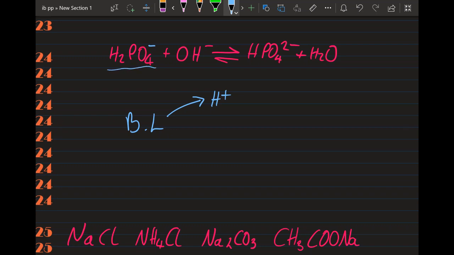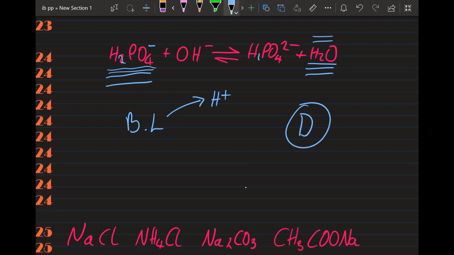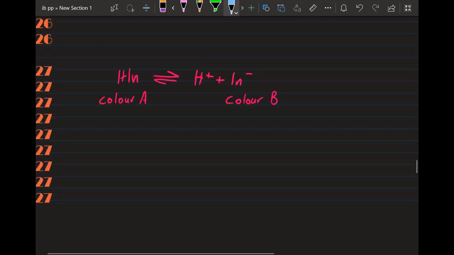I missed out that negative. Yeah, it looks like this donates a proton. It had H2 and then it went to H1, so that's lost a proton. So that's one species. And on the other side, what's lost? The water seems to have lost an H+. It went from H2O to OH-. So it's H2PO4- and H2O, which is D, 24D.